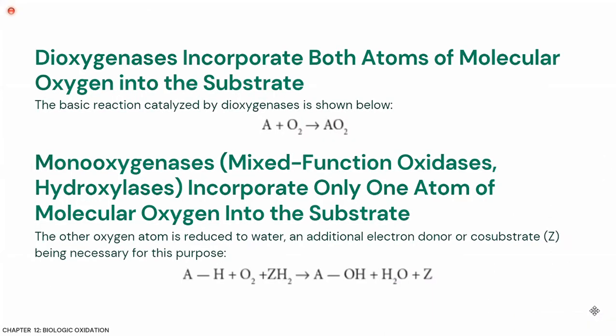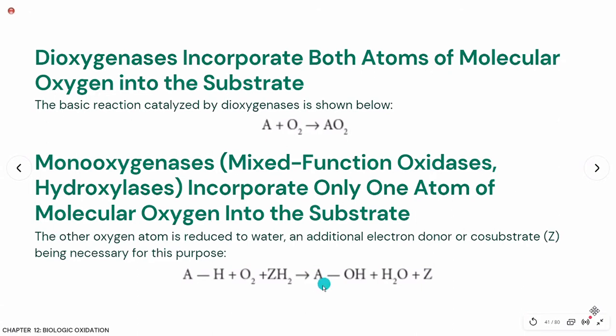Okay. Here is your dioxygenases. You look at this. You have a substrate. An oxygen is added. Two atoms are incorporated. While in your monooxygenase case, you have this substrate, you have this oxygen, you have another reduced substrate, no? And you remove this hydrogen, all right?